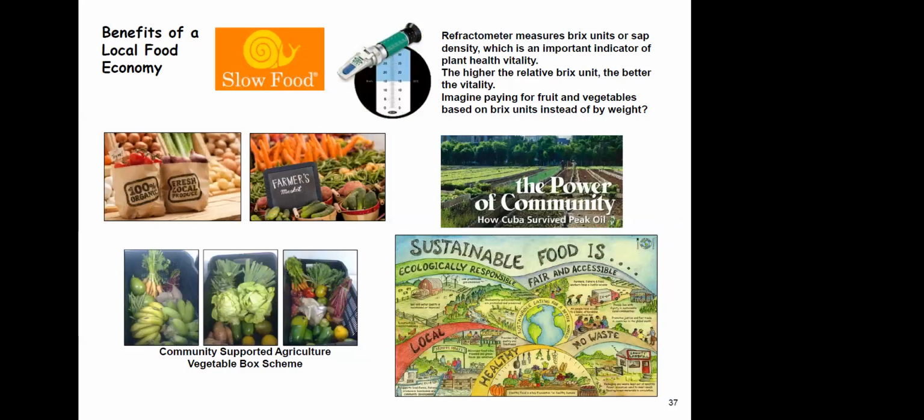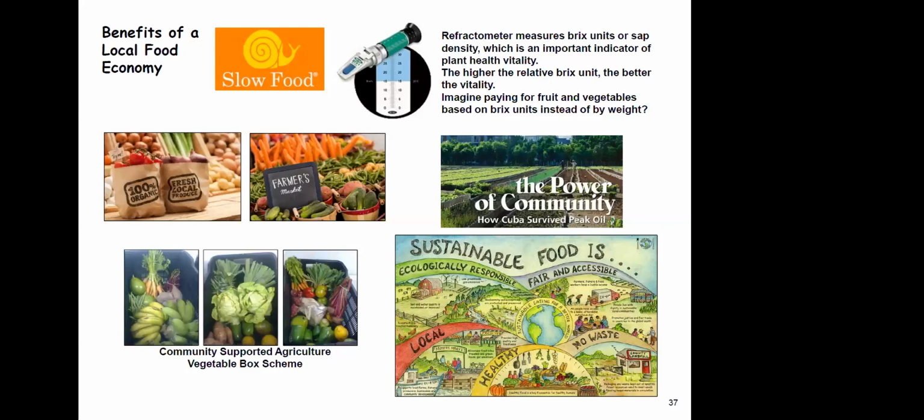It's all based on stimulating the local agricultural economy. So you do that by supporting the local farmers market, community-supported agriculture, your box schemes. And then the Power Community is one huge inspiration for how they did this.